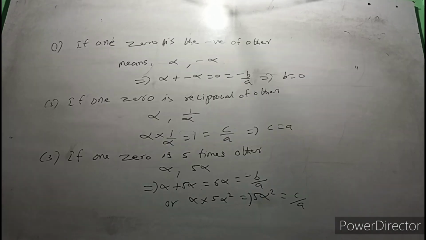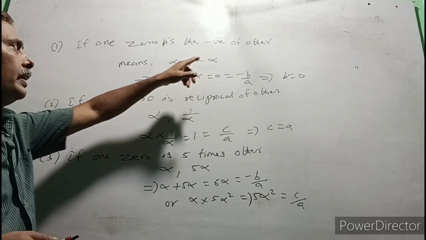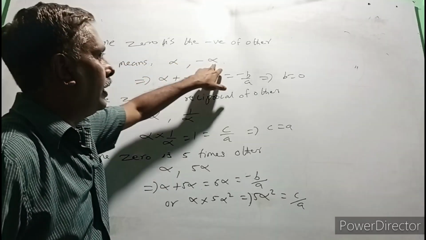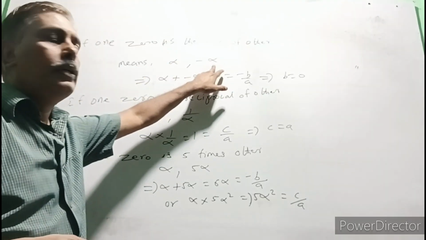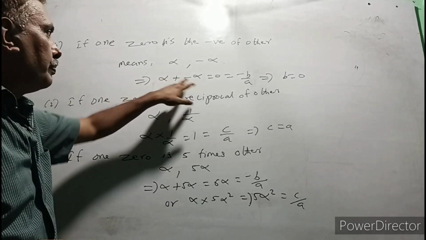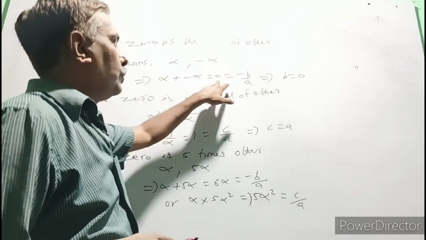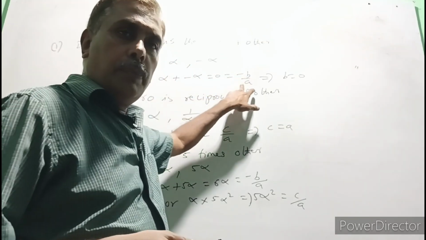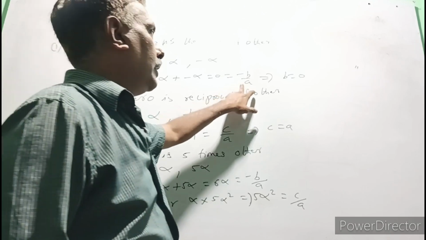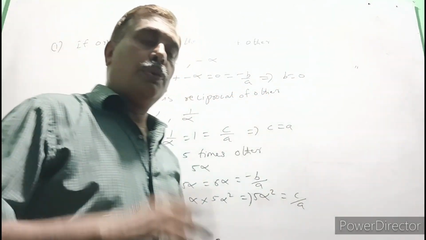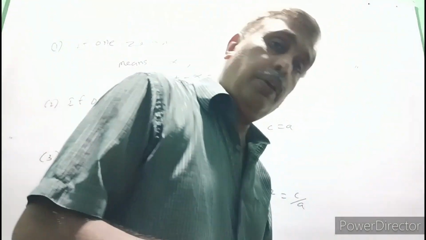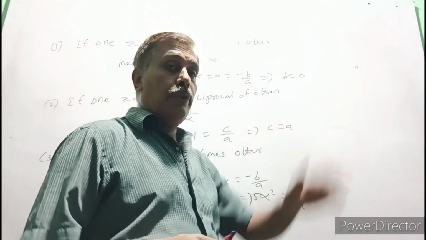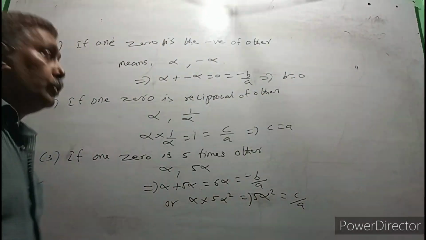Some other importance. If one zero of the quadratic polynomial is the negative of the other, meaning if I am taking one as alpha, then the other will come as minus alpha. In that case, if I am taking the sum, alpha plus minus alpha, it will come 0. That is equal to minus b by a because my sum of the zeros is minus b by a. So b will always be 0. So if one zero is the negative of the other, then b, the coefficient of x, is always 0.